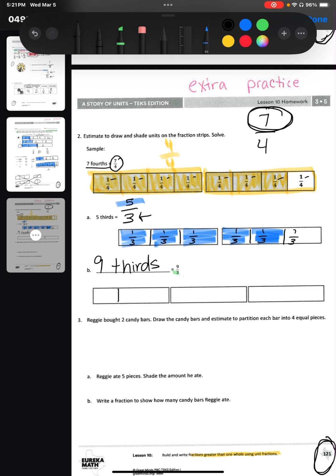So I need each of these to be divided into thirds. I'm going to label each one with its value. Each section has a value of 1/3 of the whole.